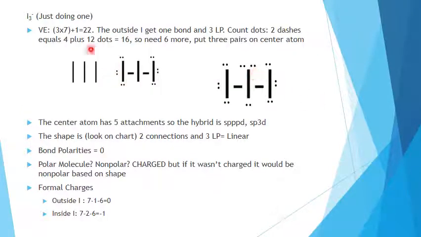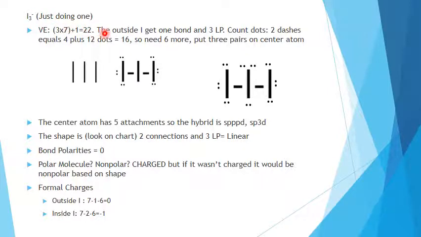Okay, I3 minus. I decided I just want to do 1, and I'll tell you how many I want you to do on the test. There's just too much moving around of electrons and so forth to come up with. But there are some key things here I want you to get out of this. So you have 3 times 7, each iodine has 7, and plus 1.